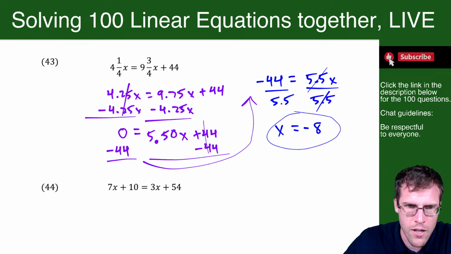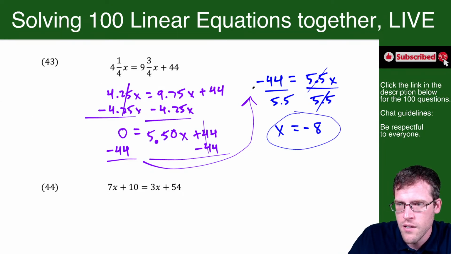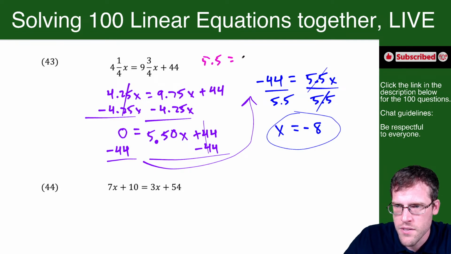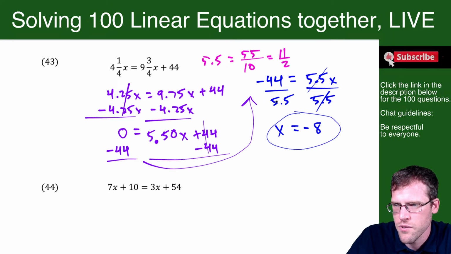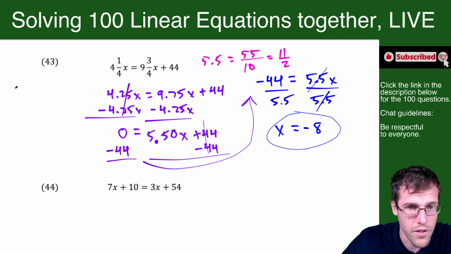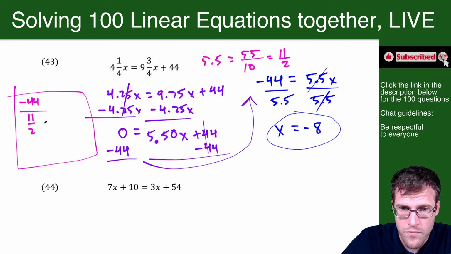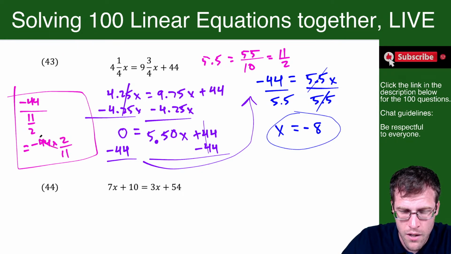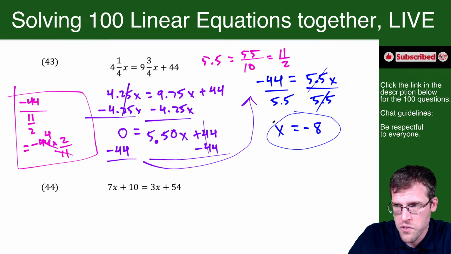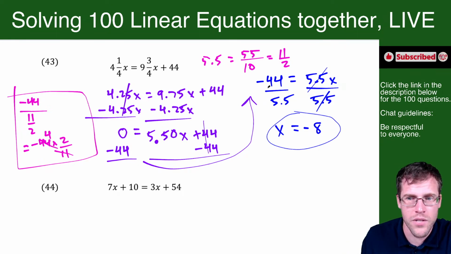Now, I can't help but show this. If you want to do this by hand, 5.5 is the same thing as 55 over 10, which if you divide by 5 on top and bottom, is 11 over 2. So if I had to do this by hand, negative 44 over 5.5 is the same thing as dividing by 11 over 2. So this is negative 44 times 2 over 11. And 44 over 11 is 4, and negative 4 times 2 is negative 8. So that's how you do that without a calculator.